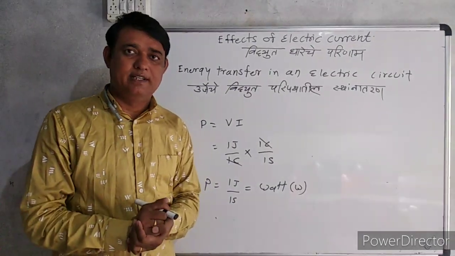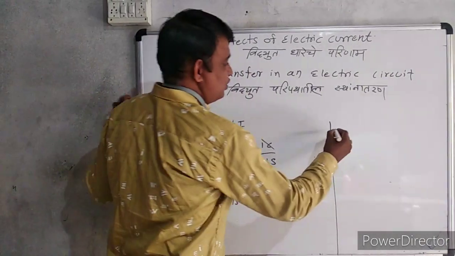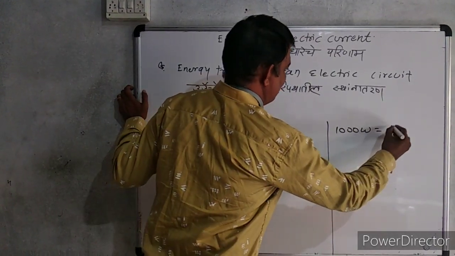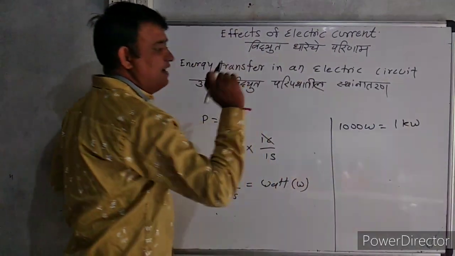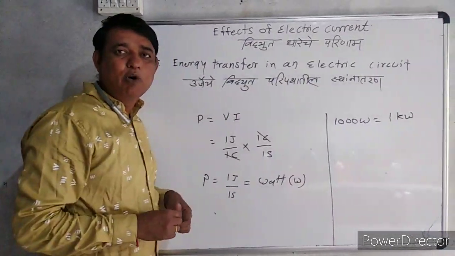Watt is a very small unit, so we take the unit in kilowatt. So 1000 watt is equal to 1 kilowatt, because watt is a very small unit.